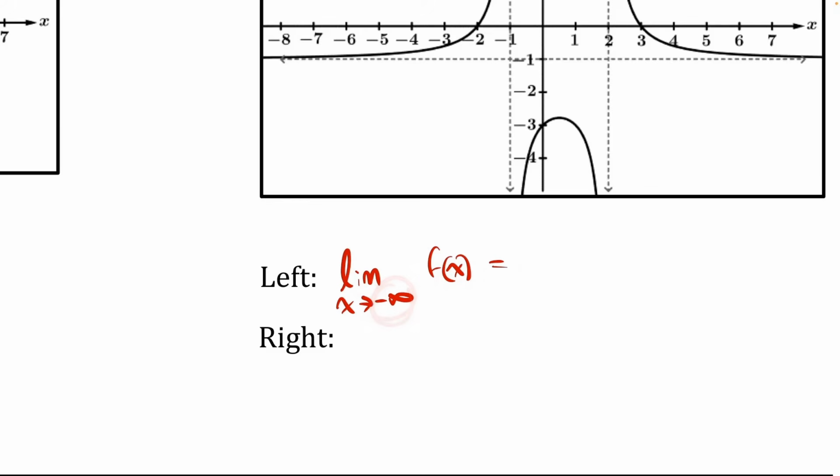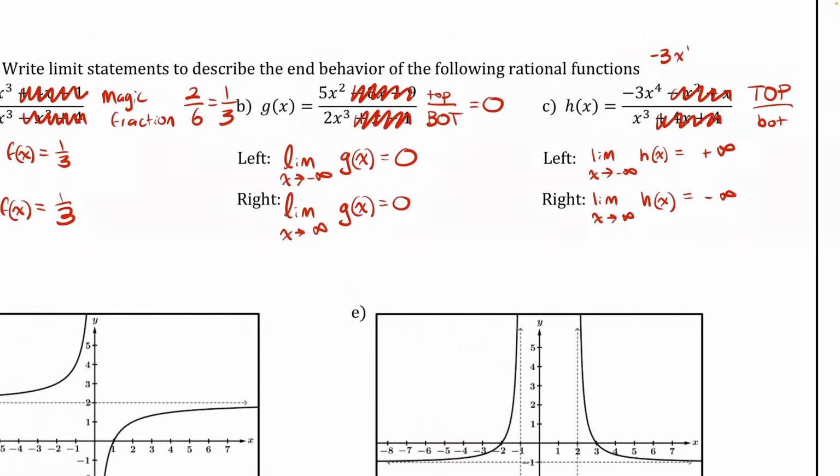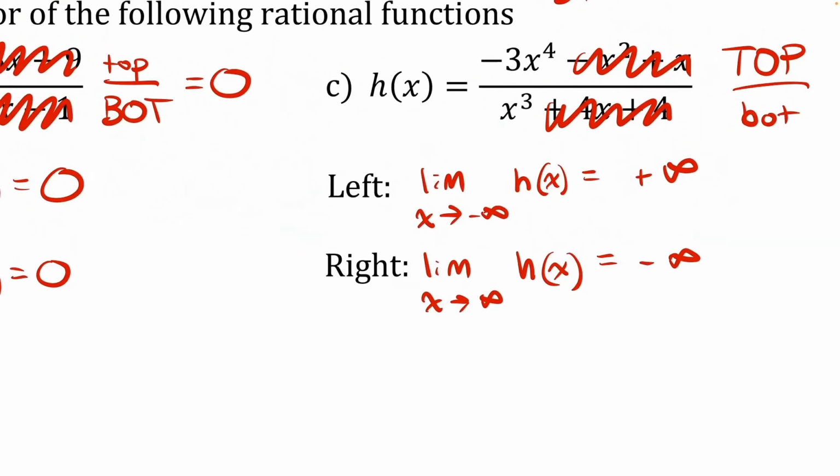Yeah. Negative always means left. Positive always means right. 100% of the time whenever you have limit notation. Up on C, it says lim x equals negative infinity. That's why you messed up. Left will always be negative. Right will always be positive. Now I see it. Okay.